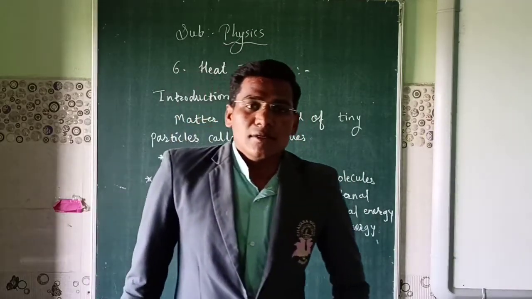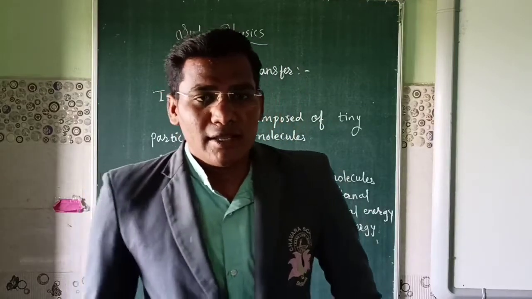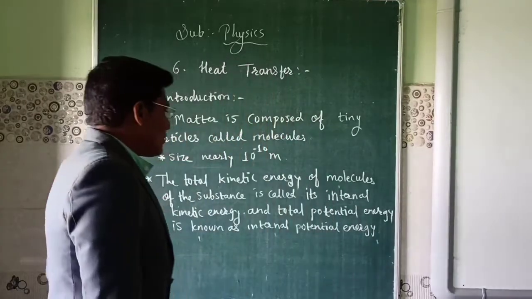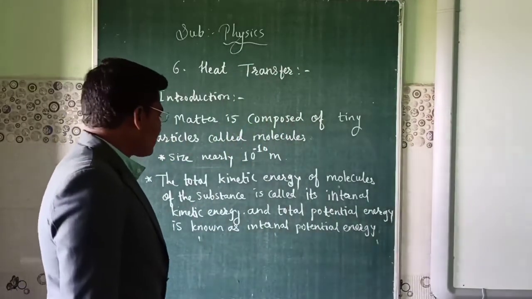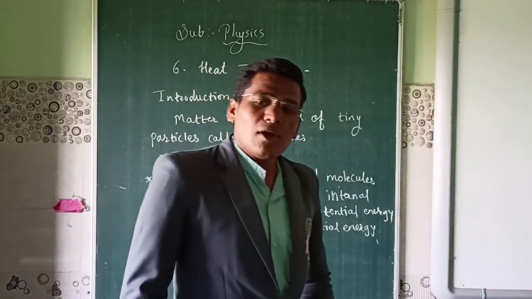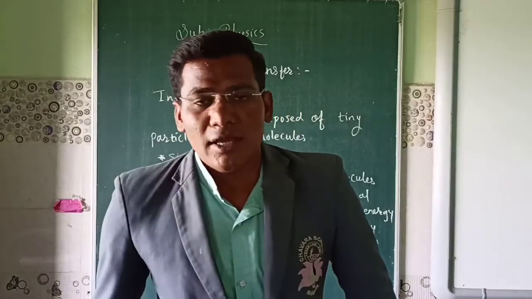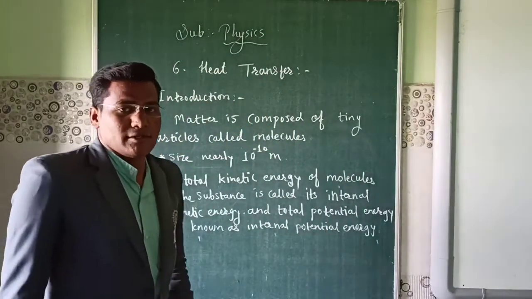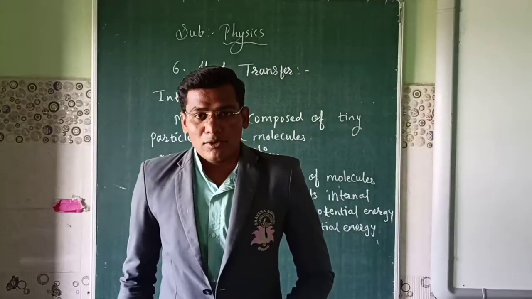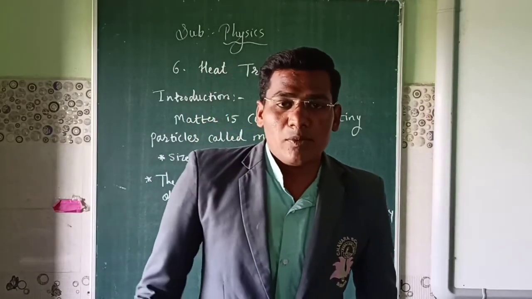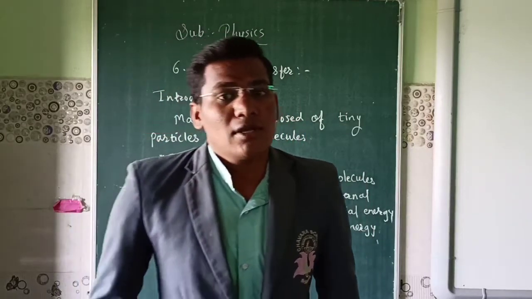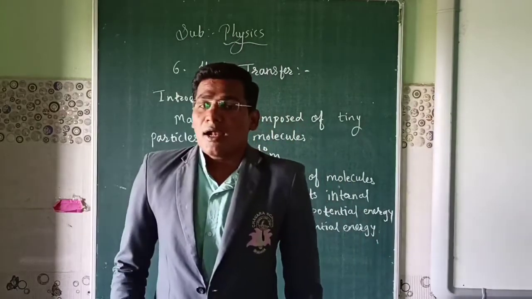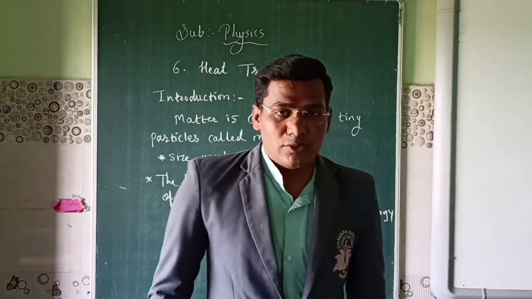The sum of the total kinetic energy is known as total internal kinetic energy, and the sum of total potential energy is known as total internal potential energy, and the sum of both total internal potential energy and total internal kinetic energy is known as heat energy, and the unit of the heat energy is joule.